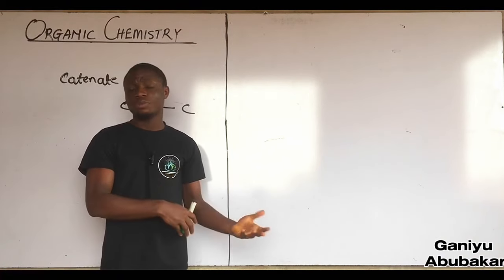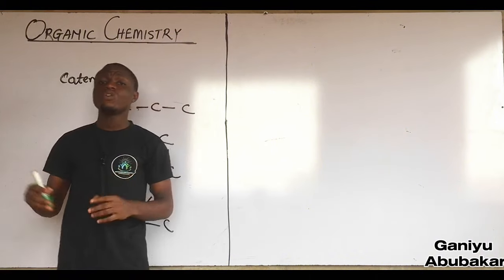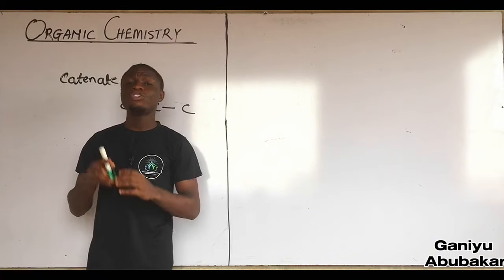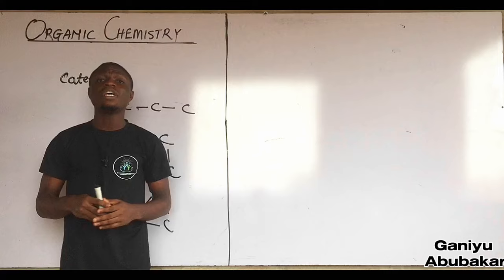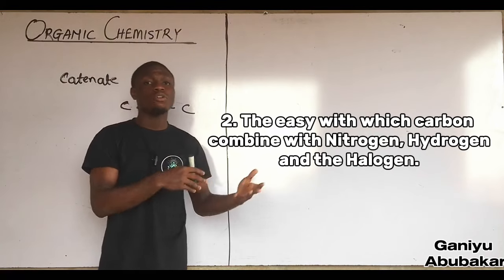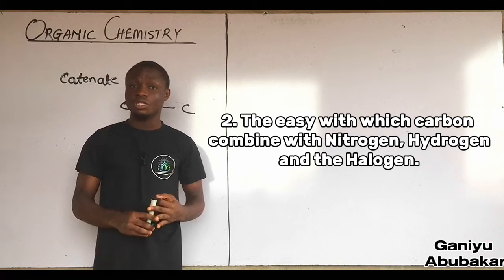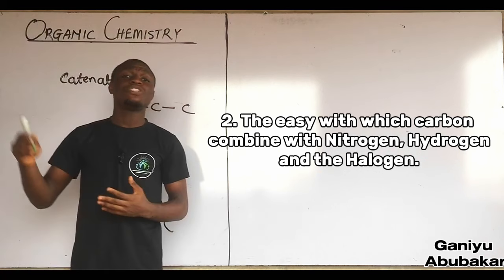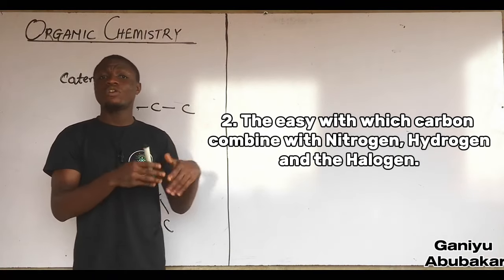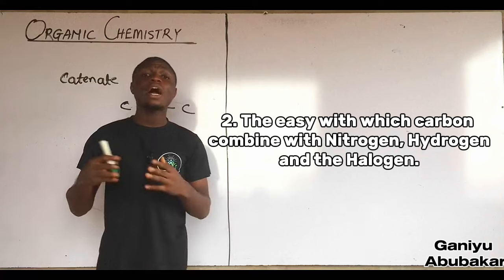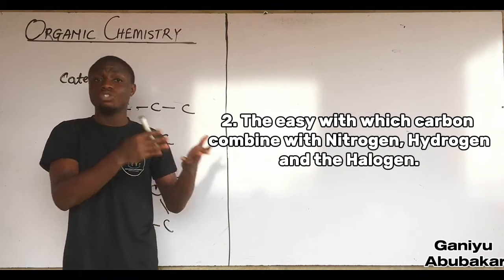So that's one of the important reasons why we consider carbon as a major element in the study of organic chemistry. The second reason is the ease with which carbon combines with nitrogen, hydrogen, and the halogens. So carbon can easily combine with nitrogen, with hydrogen, and with the halogens.